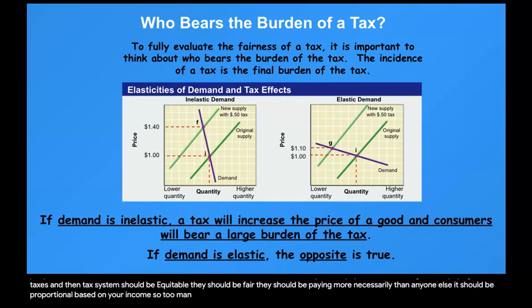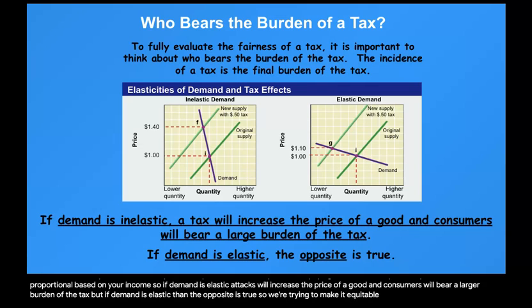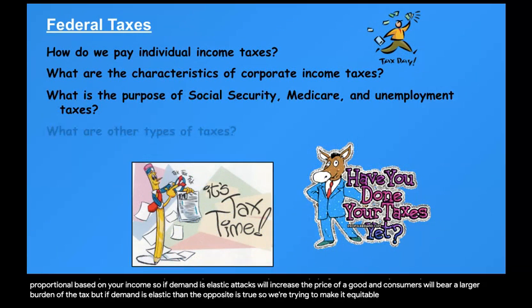So if demand is inelastic, a tax will increase the price of a good and consumers will bear a larger burden of the tax. But if demand is elastic, then the opposite is true. So we're trying to make it equitable in the United States in our tax system.